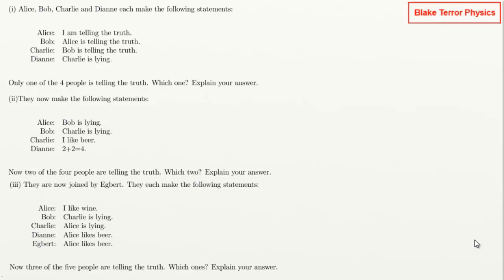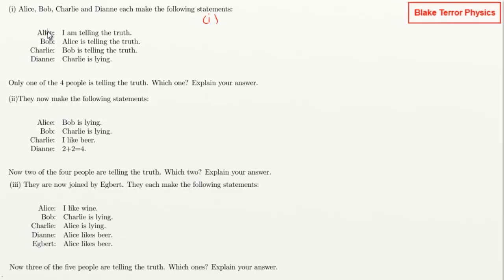Hello, this is question 6 from the Specimen B MAT paper. We've got Alice, Bob, Charlie and Diane, and they each make a statement. Only one of them is telling the truth. Which one? Explain your answer.